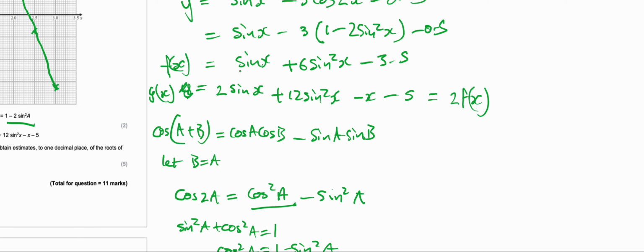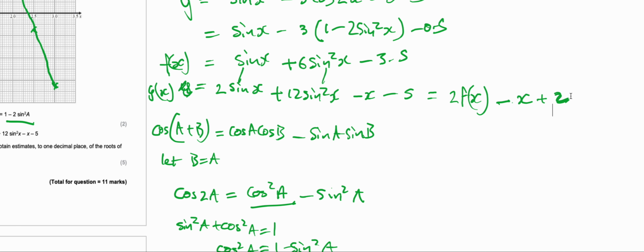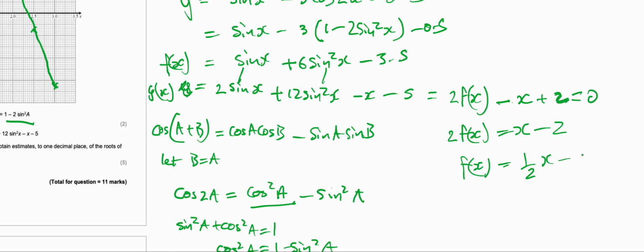2f(x) would be 2 sine x, and minus 7. So what we need to do, we need to minus x, and to turn minus 7 into minus 5, we need to plus 2. Now we need to make f(x) our solution function. So we need to rearrange that. So we make it equal to 0. So therefore 2f(x) is x minus 2. Therefore f(x) is equal to half x minus 1.